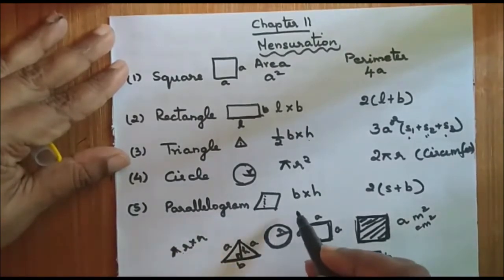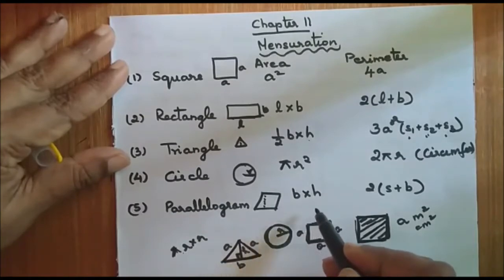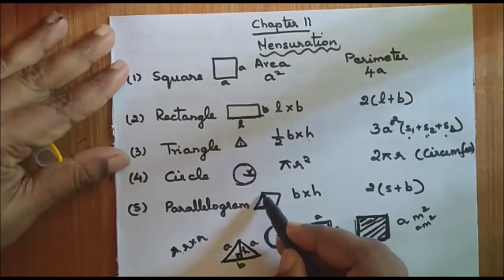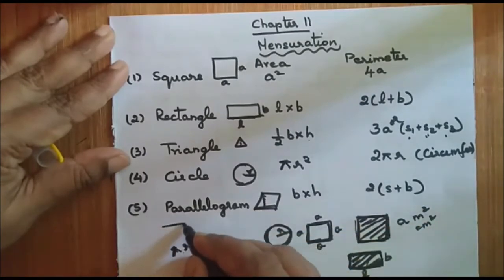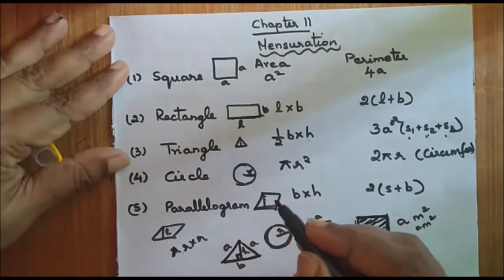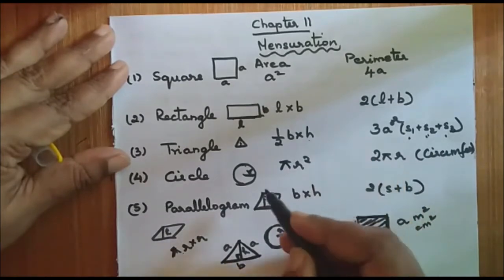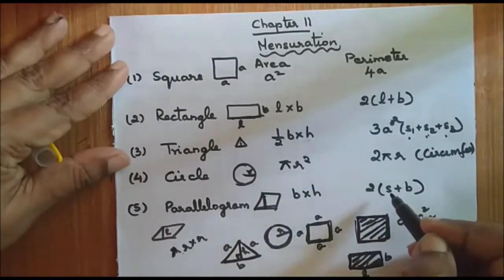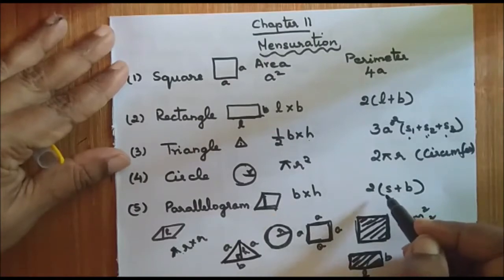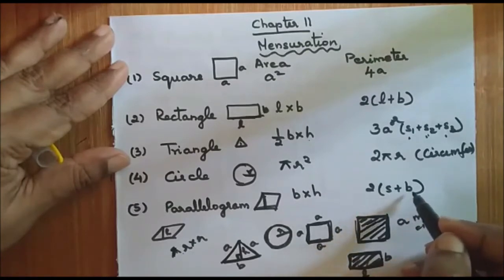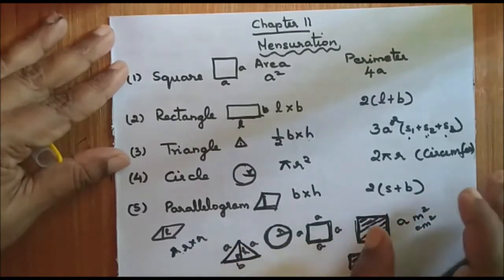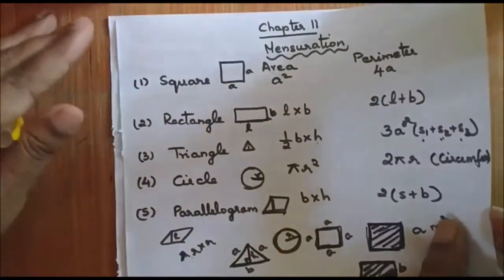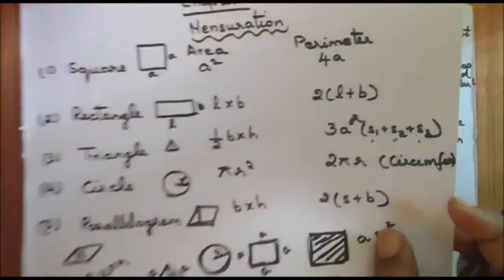Similarly, in the case of a parallelogram, the area of the parallelogram is given by base into height. In the case of a parallelogram, this is the height, not the side, and B is the base. Now, the perimeter of a parallelogram is given by 2 into S plus B, where S is the length of the side and B is the base of the parallelogram. I hope you got it. These are the formulas for the different shapes.